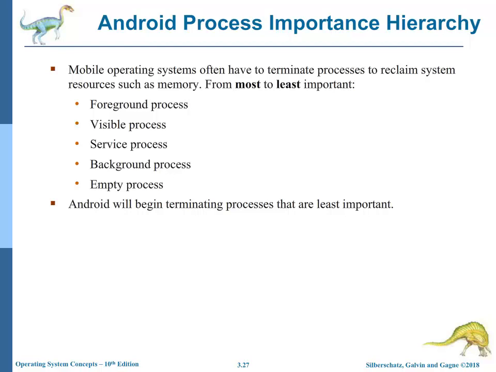So the most important is the foreground process. It is the current process visible on the screen. The second one is the visible process, a process that is not directly visible in the foreground, but is performing an activity that the foreground process is referring to. The third one is the service process, a process that is similar to a background process, but is performing an activity that is apparent to the user.